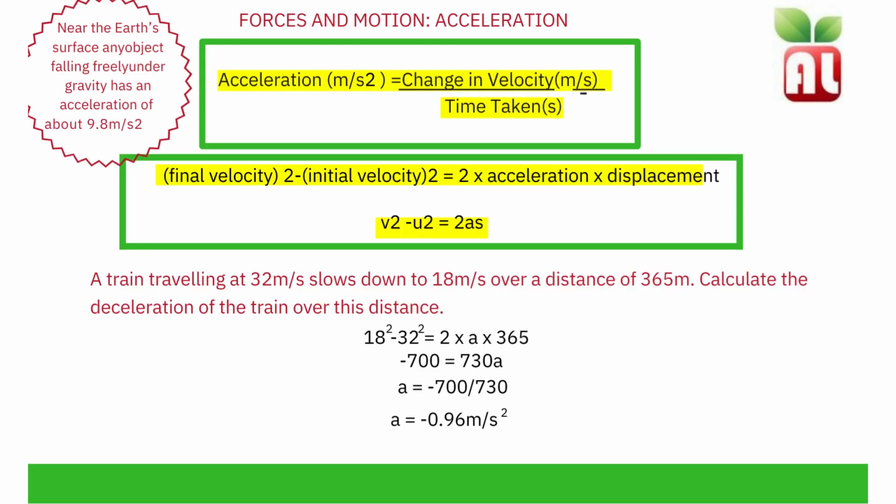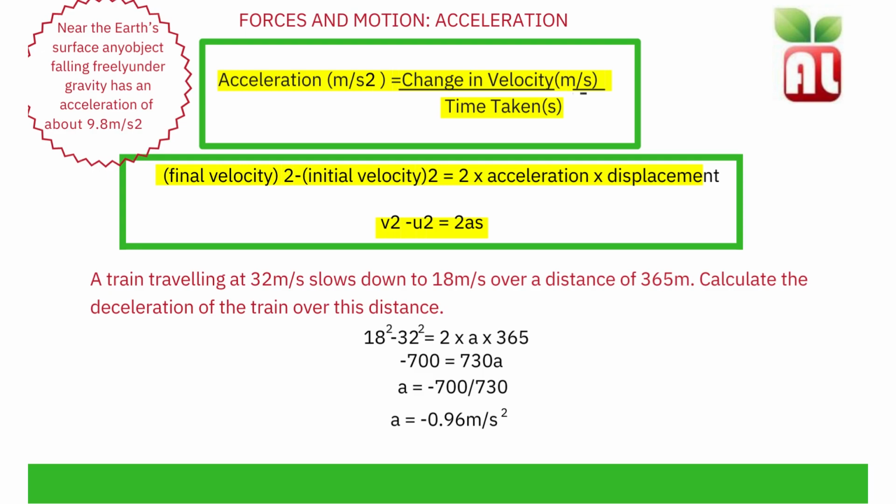Acceleration. Acceleration's units are metres per second squared and can be calculated by dividing the change in velocity in metres per second by the time taken in seconds. We can also use the Suvat equation. The final velocity squared minus the initial velocity squared equals 2 times acceleration times displacement. A reminder that displacement is distance but in a given direction.